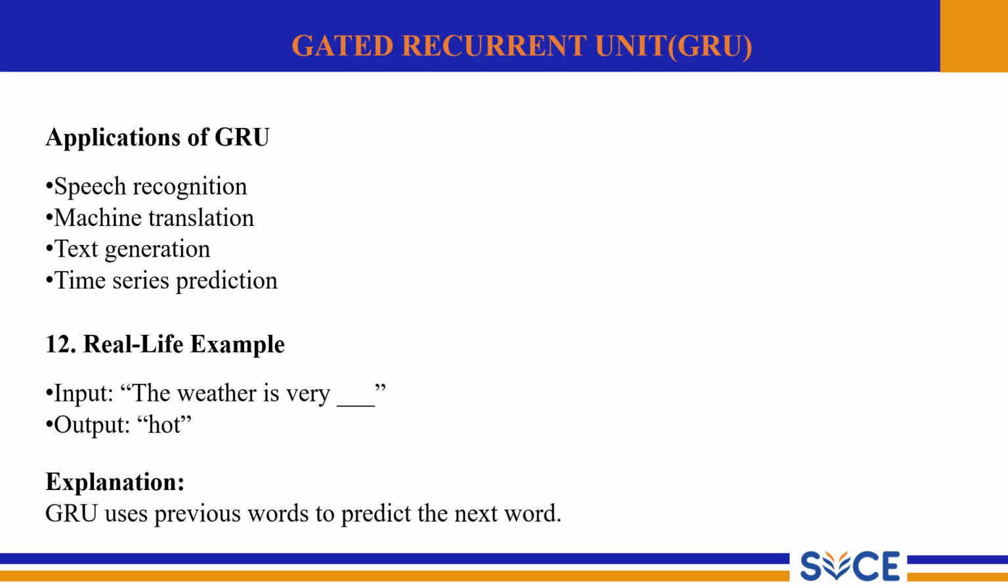So GRU is widely used in speech recognition, translation, text generation and time series prediction. It is effective for any task involving sequential data, and it predicts outputs based on the previous context using memory states. So in real life applications, GRU helps models understand and generate meaningful sequences.